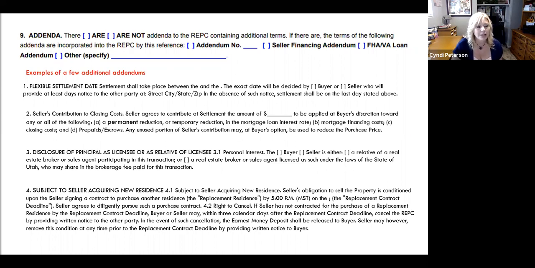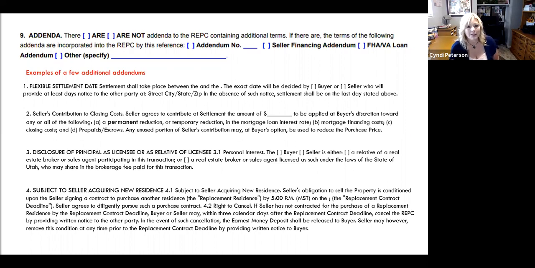Number 3, disclosure of principal as a licensee. In our meeting for my office, I talked about this because if you read the division's second quarter newsletter that just came out, you will see that a lot of people are getting in trouble for not disclosing who they are in the transaction or representing in the transaction.